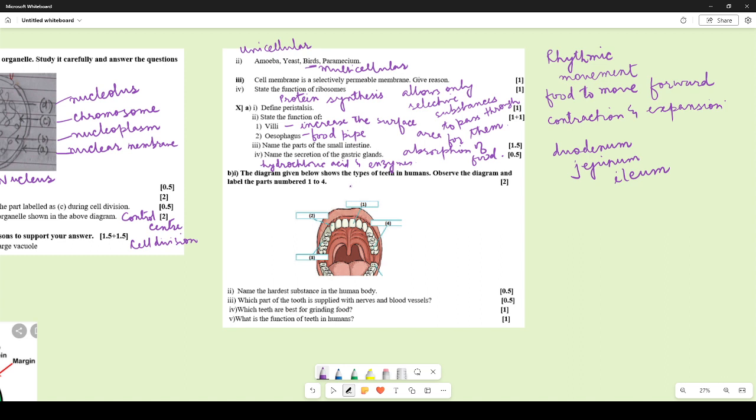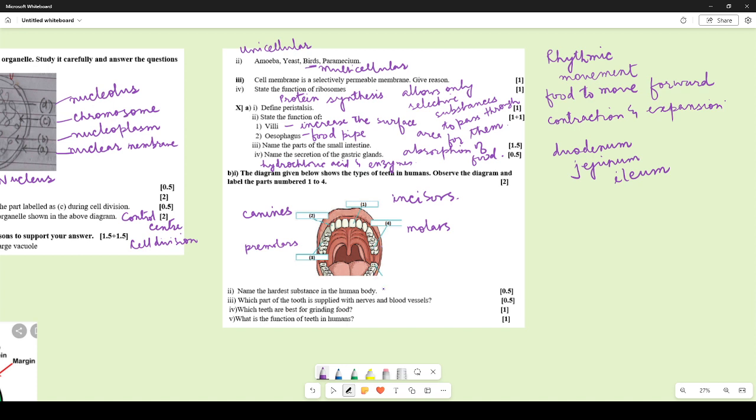Now, the diagram given below shows the type of teeth in humans. Observe the diagram and label the parts numbered 1, 2, 3, 4. So first one is incisors. Get your spelling correct. Second one is canines. Third one is premolars. And the fourth one is molars. I think you got a different diagram, but the markings are very similar based on the location of the various types of tooth.